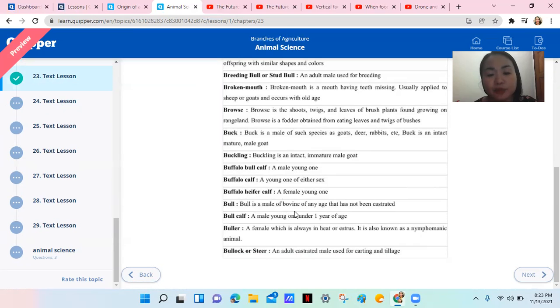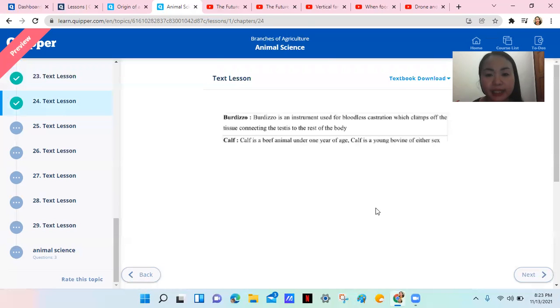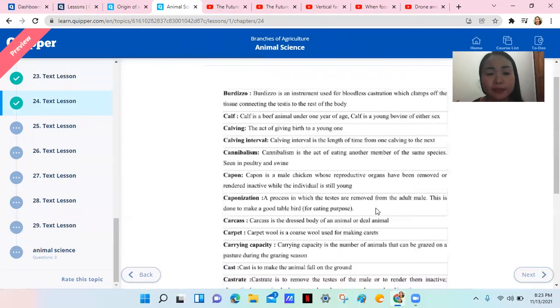Bull is a male of bovine of any age that has not been castrated yet. Bull calf is a male young under 1 year of age. Buller is a female which is always in heat or estrus, also known as the nymphomaniac animal. So even animals have maniacs too, right? They're always in heat or estrus, so they're called buller. And bullock or steer, an adult castrated male used for carting or tillage. So we have a lot of terms here that please be familiarized with.